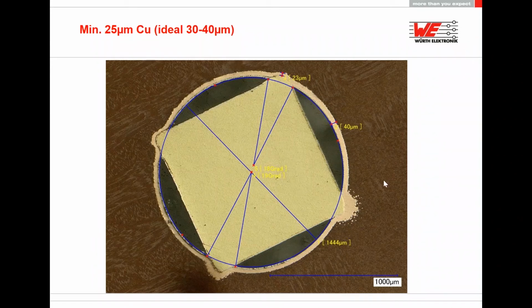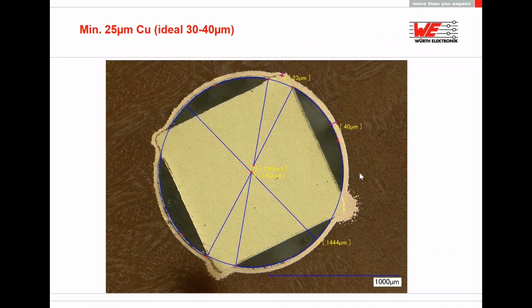So this is how a press fit zone should look. And here you can also see why we suggest more copper in the via. If you have more copper, you press more against the copper, and if you have less copper, then you would probably touch the FR4 material.